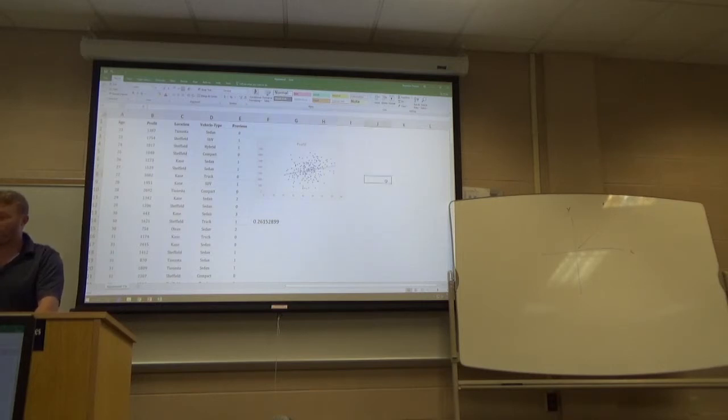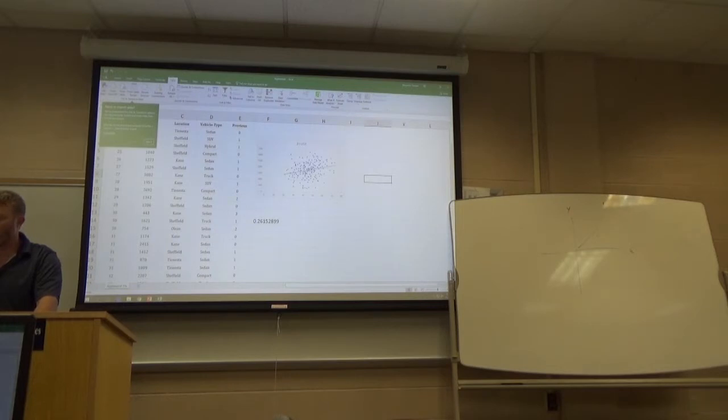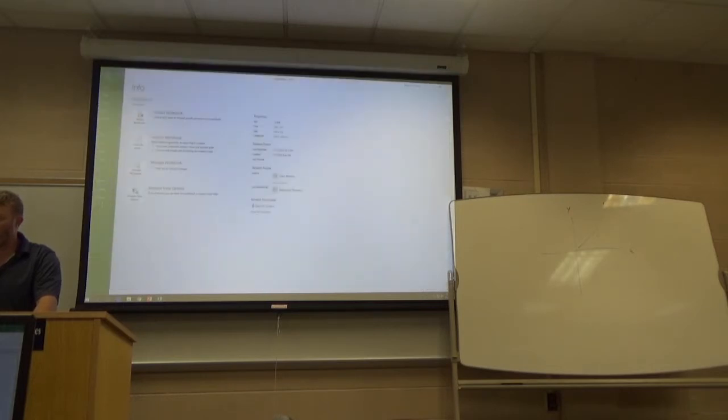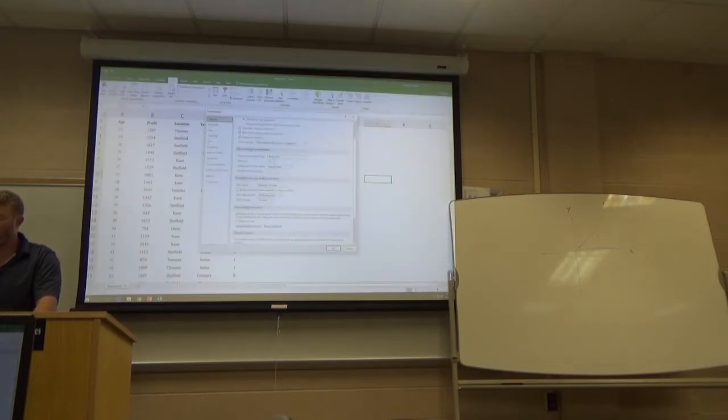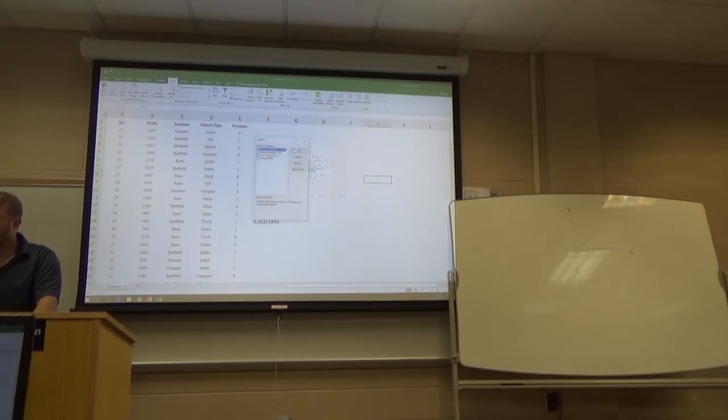You have to insert the data pack. First I'll check to see if I have it. Do I have it? No, so I do have to insert it. And how do I do it? File, options, and you go to add-ins, and then Go right there. Analysis ToolPak. And then it'll give it to you.